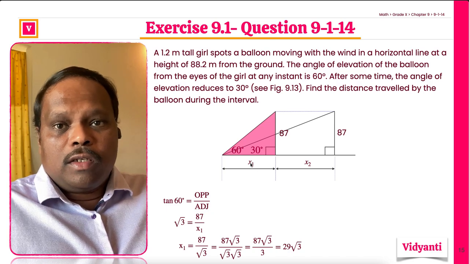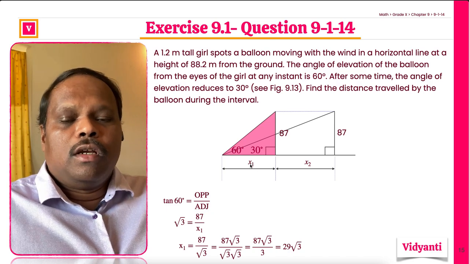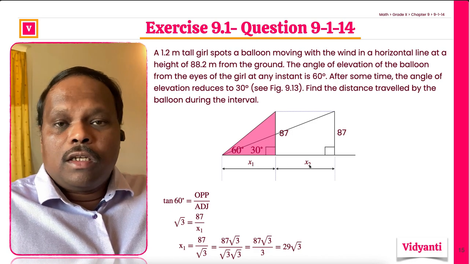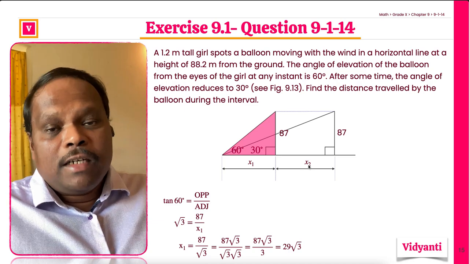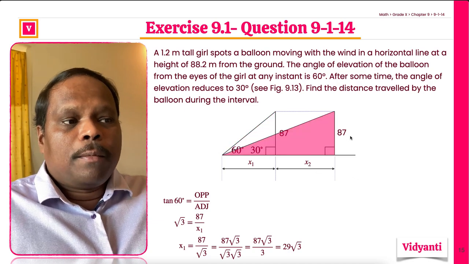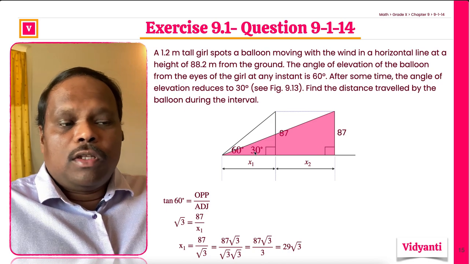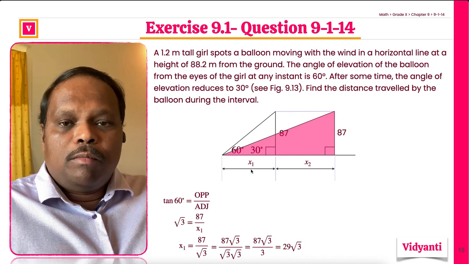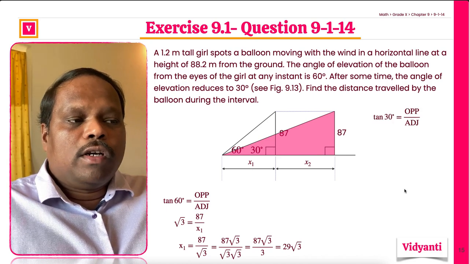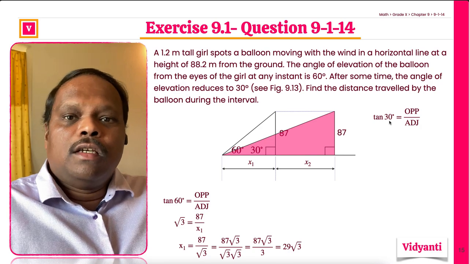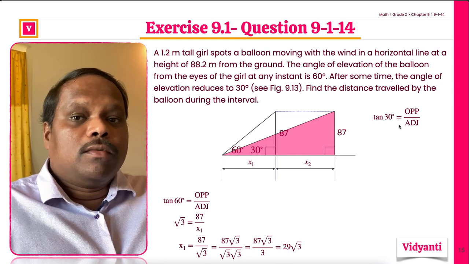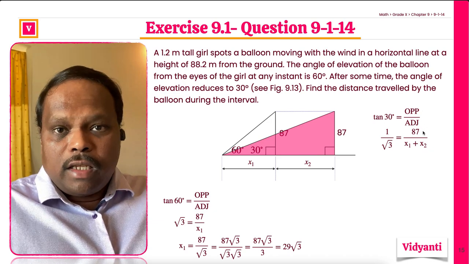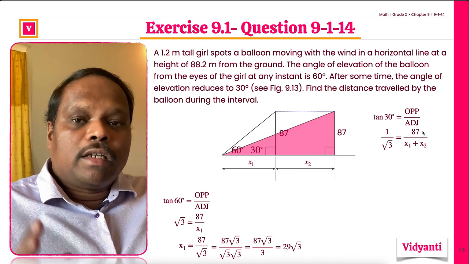This particular x1 distance is related to the original position. We want to calculate how much distance was traveled from position 1 to position 2. We are interested in x2. So for that, we will now consider the second triangle, and that would still involve 87 as the opposite side. Now the angle of elevation has been given as 30 degrees, and the adjacent will be x1 plus x2. So now we will write a generic expression, tan of 30 degrees, opposite over adjacent. We are still correlating opposite with adjacent. Tan 30 degrees is 1 over root 3, a standard value. Opposite is still 87. Now the adjacent is the complete x1 plus x2.